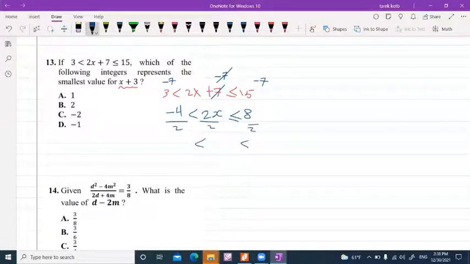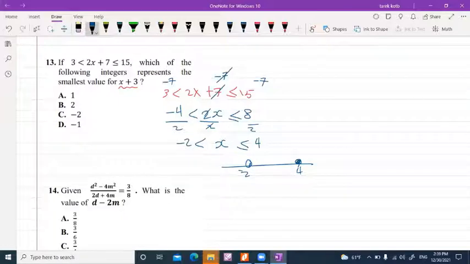Since you are dividing by a positive number, don't flip the sign of the inequality. Keep it as it is. It will be 4, and this will be x, and this will be negative 2. Now x is between negative 2 and 4. This is negative 2 and this is 4. It ranges from negative 2 to 4. The negative 2 is not with me because it's an open circle, because you don't have equal here. And since you have equal here, 4 is included, but negative 2 is not included. So the least value here should be negative 1.